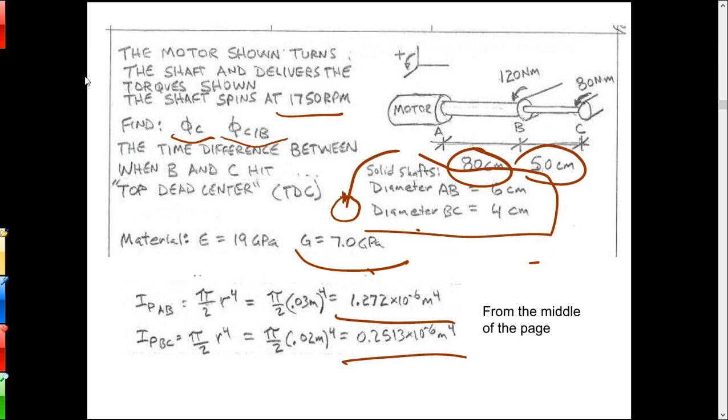All right, so what we've got going on here, we've got this motor turning the shaft. The shaft spins at 1750 RPM. We want to find the angles at point C, and point C with respect to B.